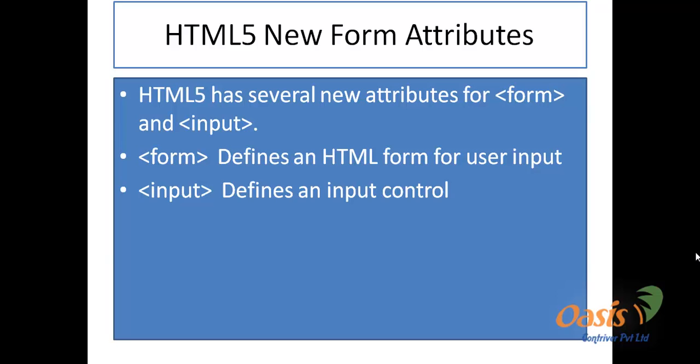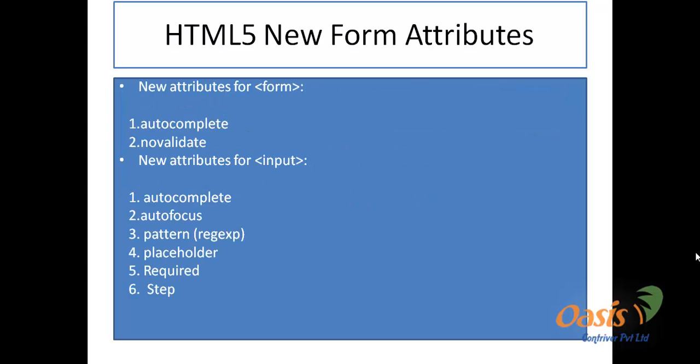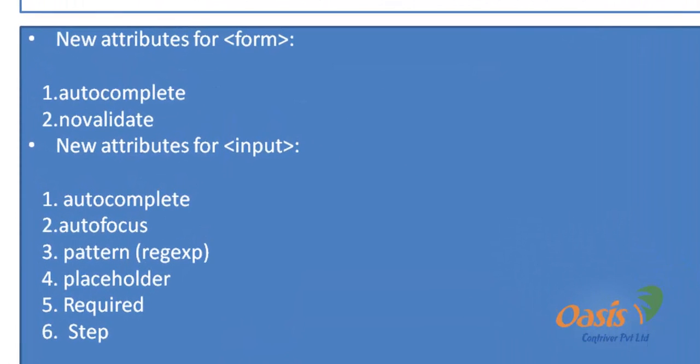Form defines an HTML form for user input and input defines an input control. New attributes for form are autocomplete and noValidate. Autocomplete stands for auto-completing an input tag and noValidate stands for not validating the data when the form is submitted.